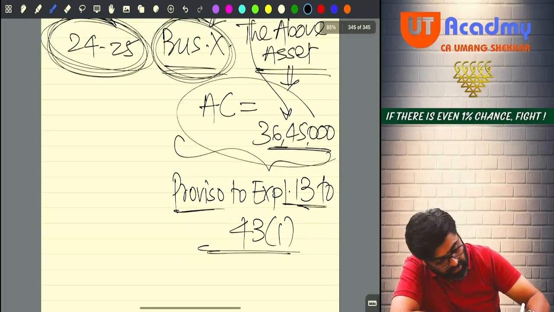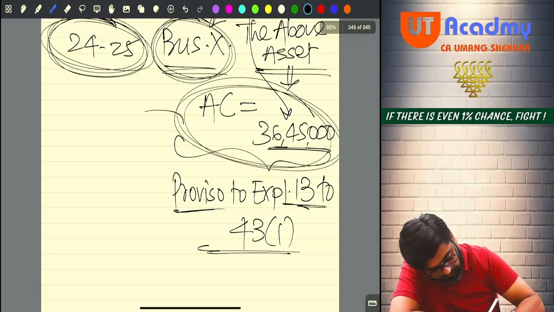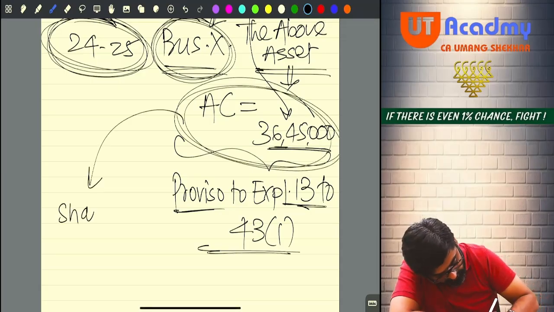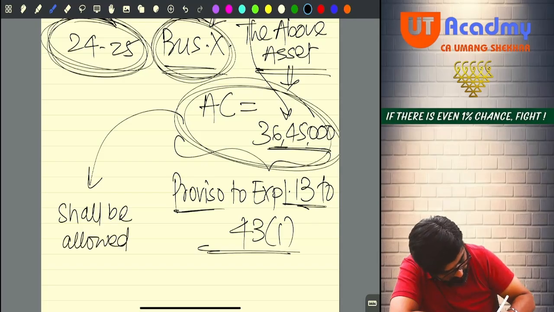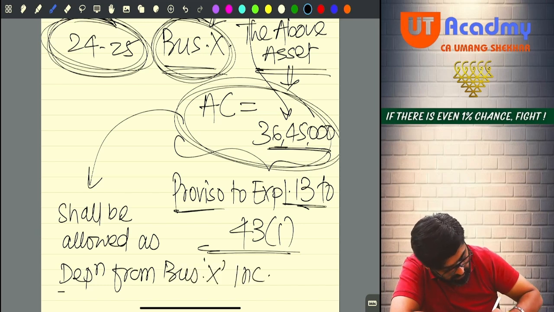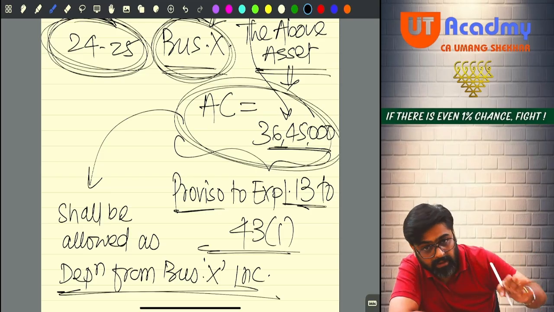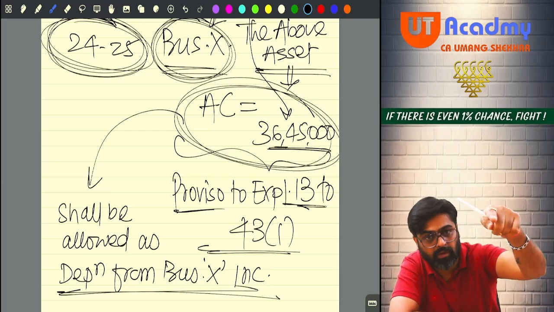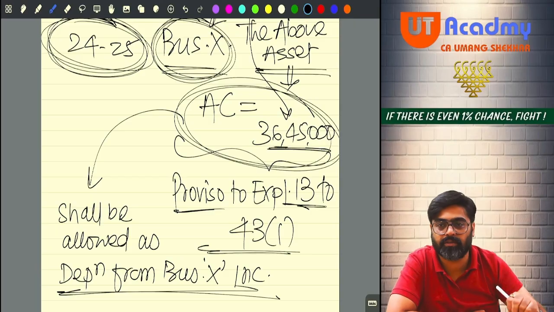Now this amount shall be allowed as depreciation from business X, from the income of business X. From that income of business X, now this cost will be allowed in the form of depreciation.